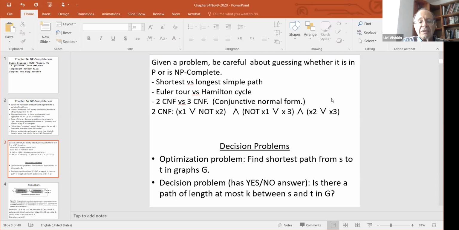Okay. So, decision problem. Oh, yeah, I forgot. After describing the formula, I didn't tell you what the problem is, right? So what is the problem? The problem is I give you a formula, and the question is, can you satisfy it?